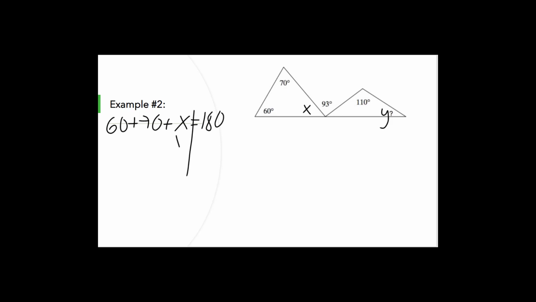So again, solve it like algebra 1. 180 minus 60 minus 70. And then you're going to type it into a calculator. So 180 minus 60 minus 70 is 50. So now I know angle x is 50. So write it in the picture.